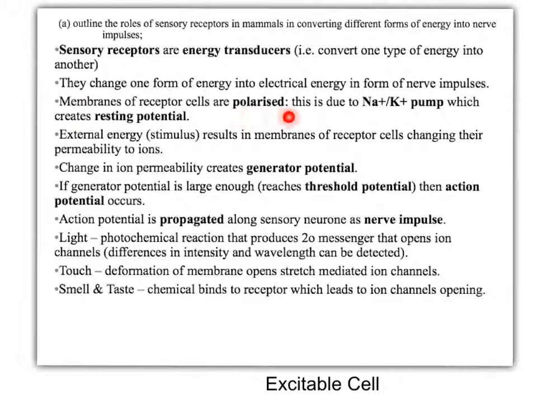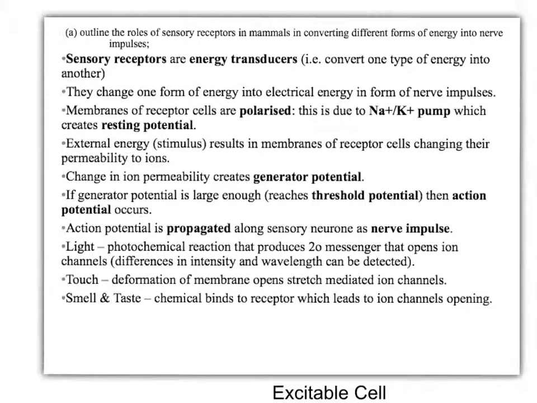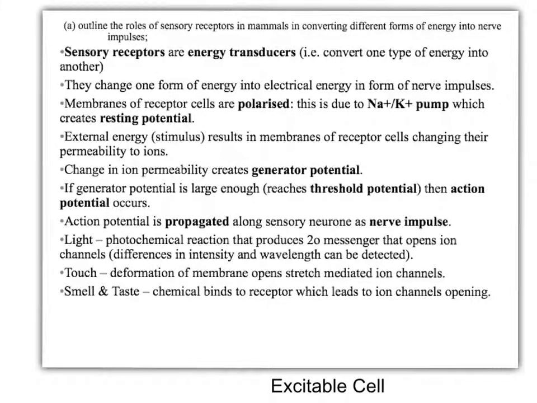Membranes of receptors are polarized, i.e. they've got more sodium ions outside than in. This is due to an active transport pump, which creates what we call a resting potential. That resting potential being the fact that it's more positively charged outside with respect to inside. And we'll find out more about resting potentials when we look at nerve cells later on.